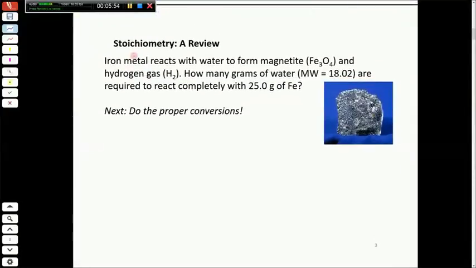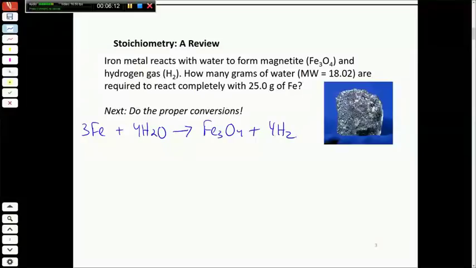So we're going to have this balanced chemical equation, which I'll rewrite here so we have convenient access to it. Alright, so we're going to do the proper conversions to figure out what this is asking, which is how many grams of water are required to react completely with 25 grams of iron. So when we're setting up problems like this, as I've always done, I start with what we're looking for, which is the grams of water. Start with what we're given, which is the mass of iron that's going to react with that. And so we're going to do a bunch of conversions to figure out how many grams of water are required to react with this mass of iron.